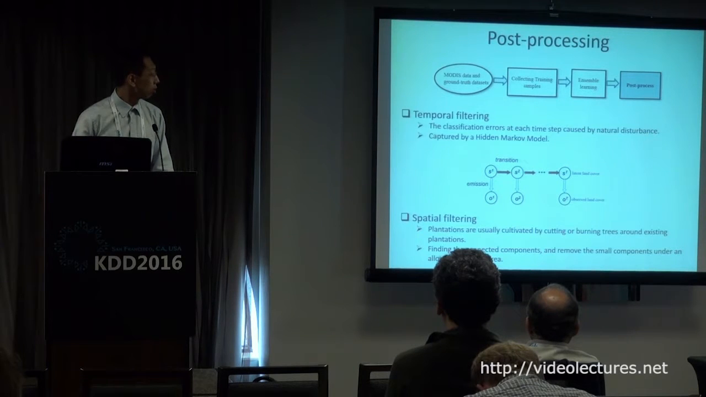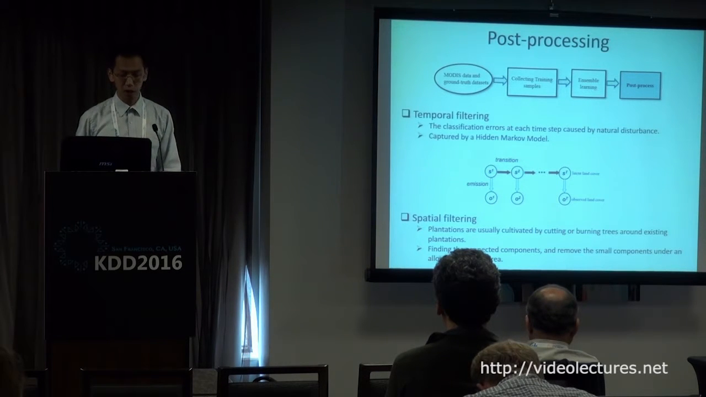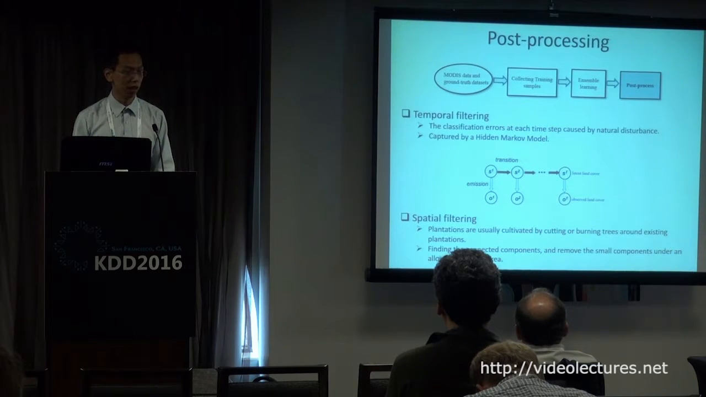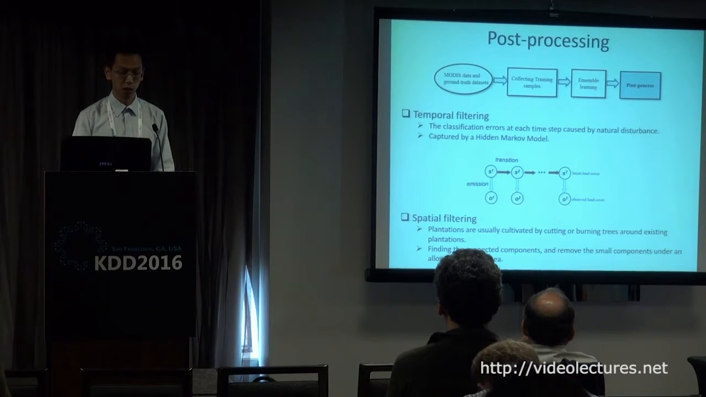And here, to fix these classification errors, we use a hidden Markov model. Here we assume each latent state represents a true land cover type, and each observed variable represents a classification output. In this way, we can fix these errors and discover the true land cover type at each time step.